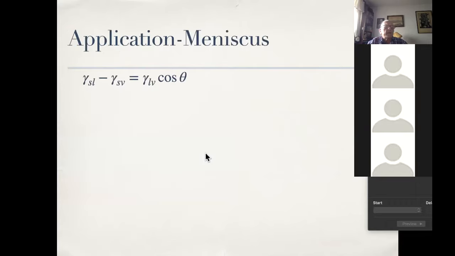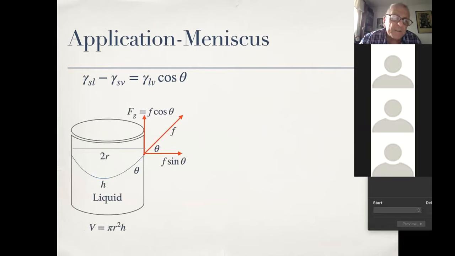And I will use that equation now to describe a phenomenon which is very important in biology, namely the meniscus. The meniscus is something relatively well known from everyday life. We observe it in a glass of tea, for example. And this is a container which we fill up with the liquid. And I'm drawing here a meniscus which is of that shape; there's a possibility that the meniscus will also be concave.